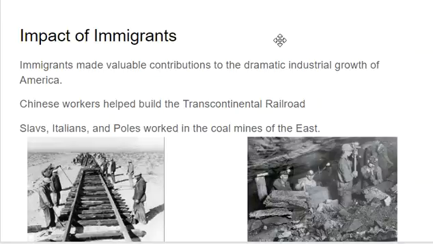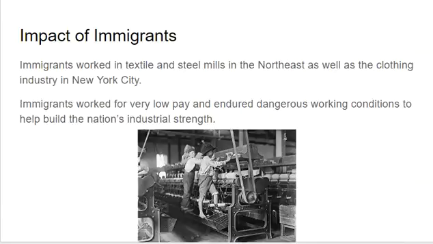Remember, industrial, that's like where they have factories, people are making things, and the Chinese workers helped build the Transcontinental Railroad, which this is down here, the railroad that went across the United States, and Slavs, Italians, and Poles worked in the coal mines of the East. So here's a coal mine right here, and they would work on the East. And immigrants worked in textile and steel mills in the Northeast, as well as the clothing industry in New York City. Textile, that's just pretty much clothing.